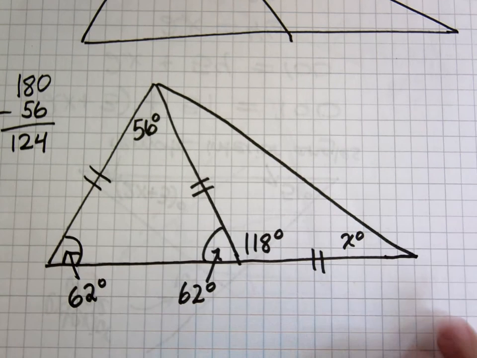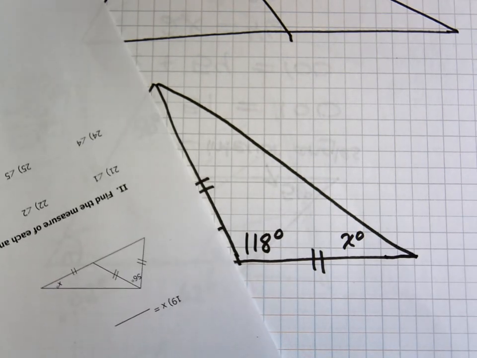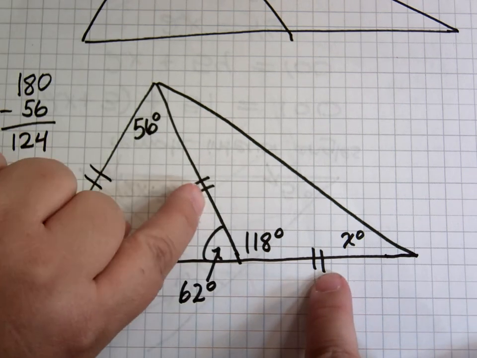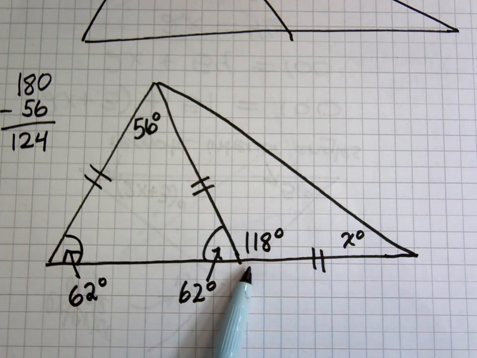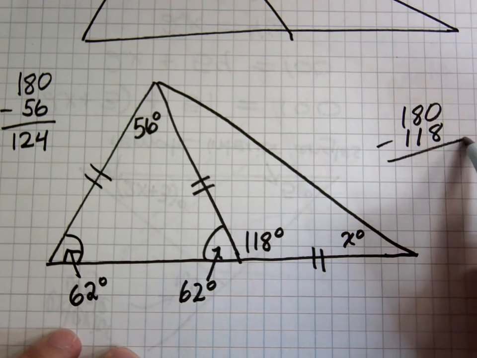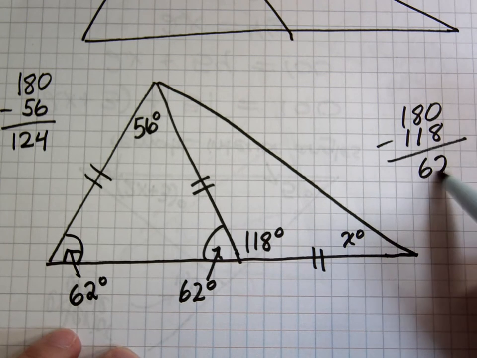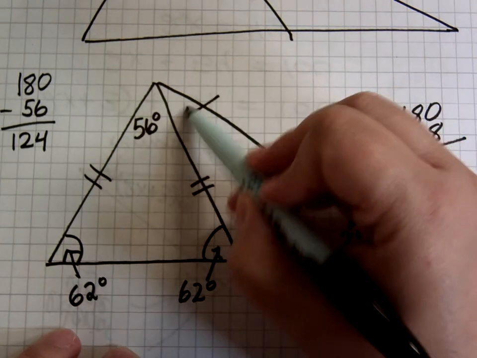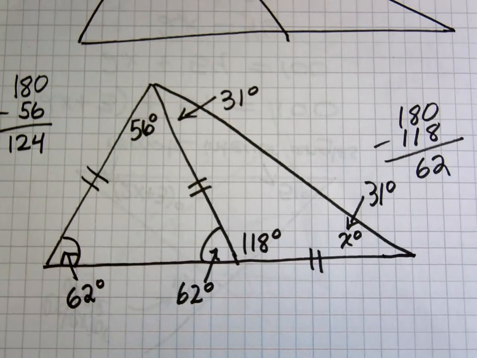Then I can go through the process again in this triangle, pretty much just ignoring that triangle on the left now. Now I only care about that triangle on the right. Here are the two sides that are the same. So the 118 is my vertex angle, and when I subtract 118 from 180, that gives me 62, and I divide it in two equal pieces. This will be 31, and this will be 31. And that's it.